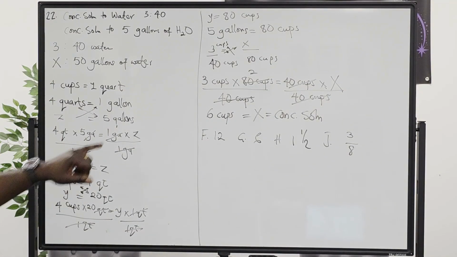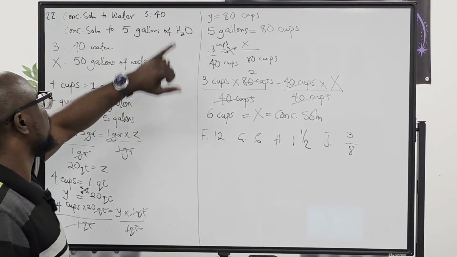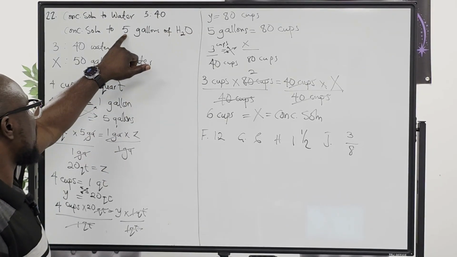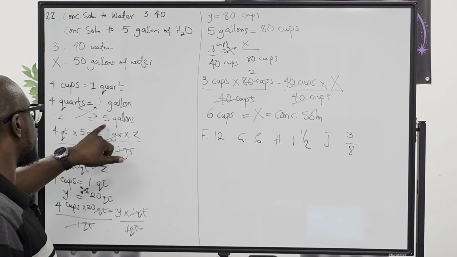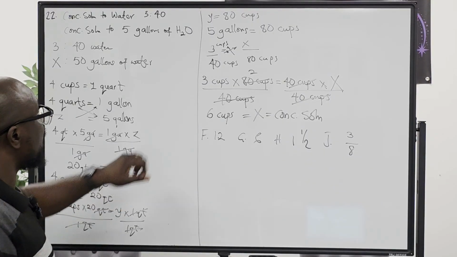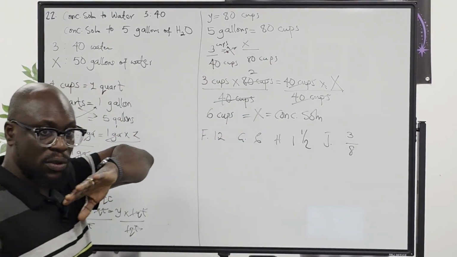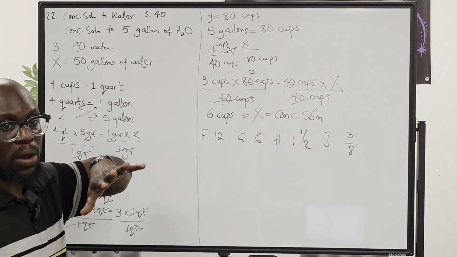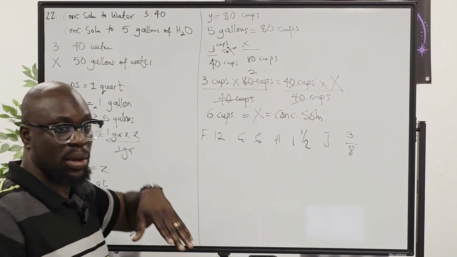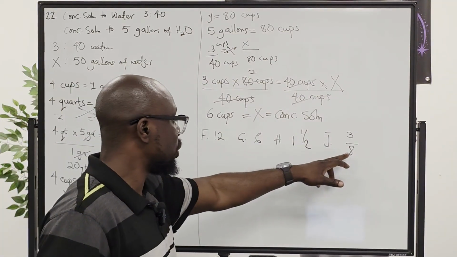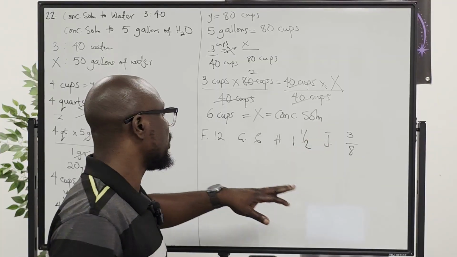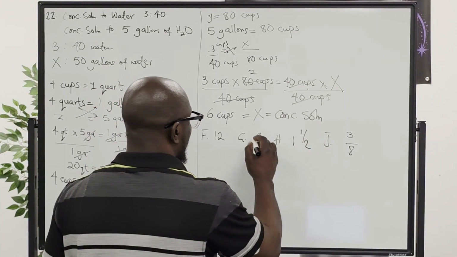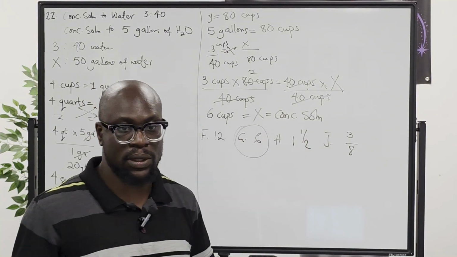Another thing is, if the ratio is 3 to 40 and you have 5 gallons, once you convert your 5 gallons to cups right here, you've ultimately solved the question. You can quickly eliminate F and J because they can't be the answer. And that will give you G as your answer. So the answer is G.